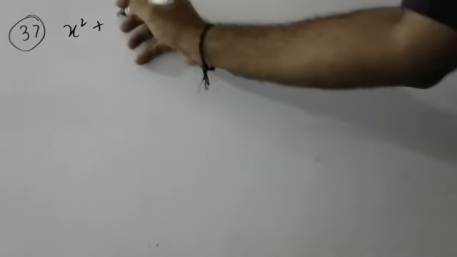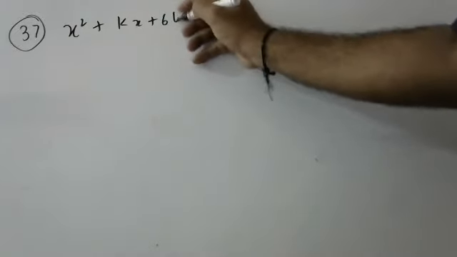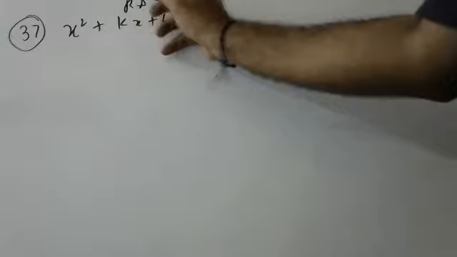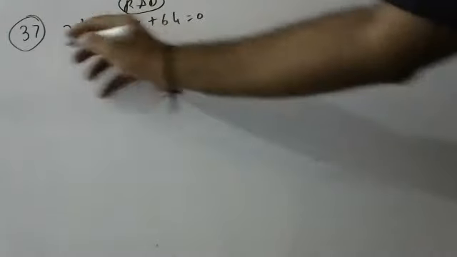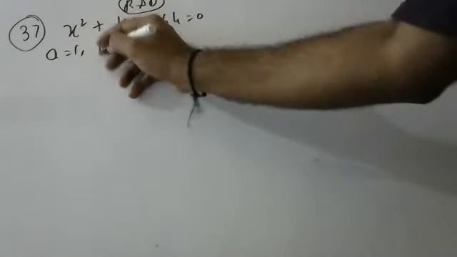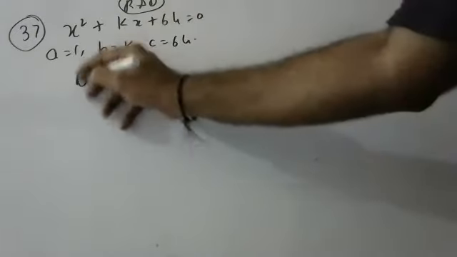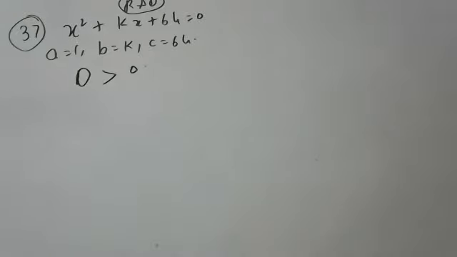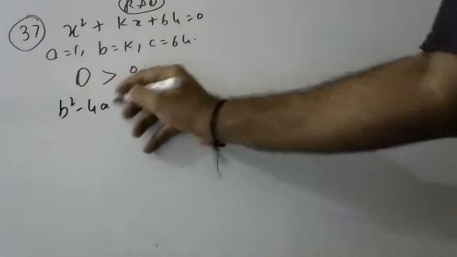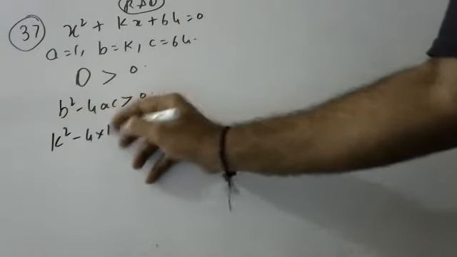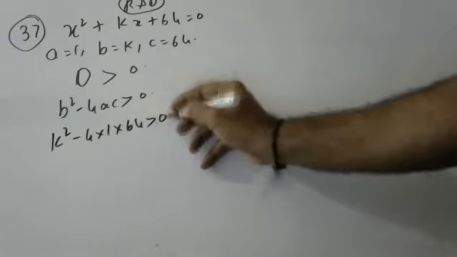Sir, Chetan, 37th sum. Check the 37th sum. x square plus kx plus 64 is equal to 0. Real and distinct. Real and unique or real and distinct, anything is the same. A is equal to 1, B equal to k, C equal to 64. D should be greater than 0, so B square minus 4AC greater than 0. k square minus 4 into 1 into 64 greater than 0.